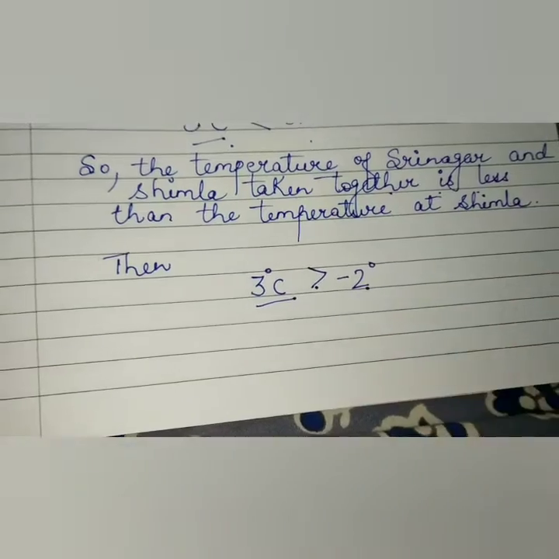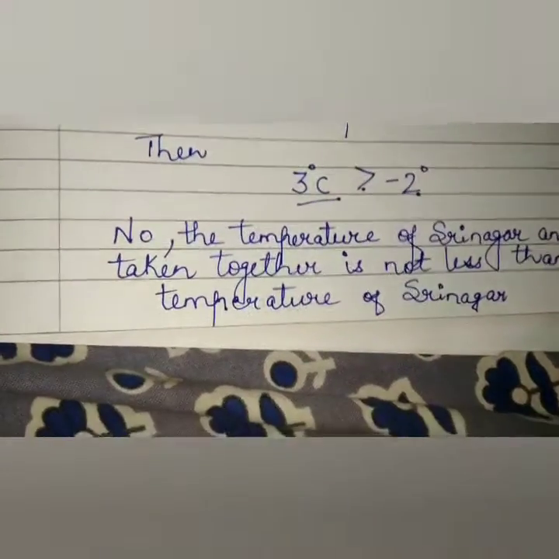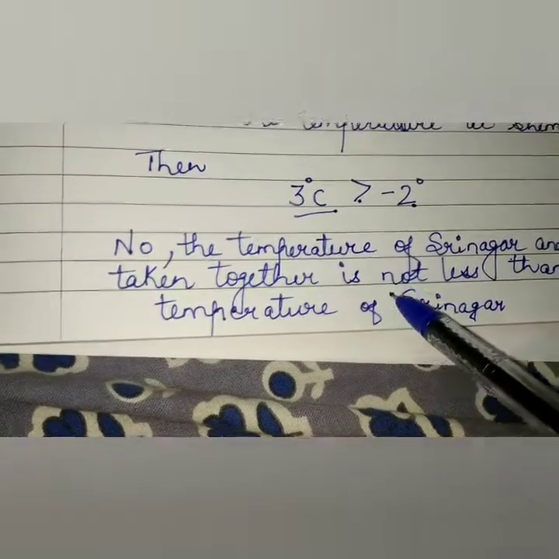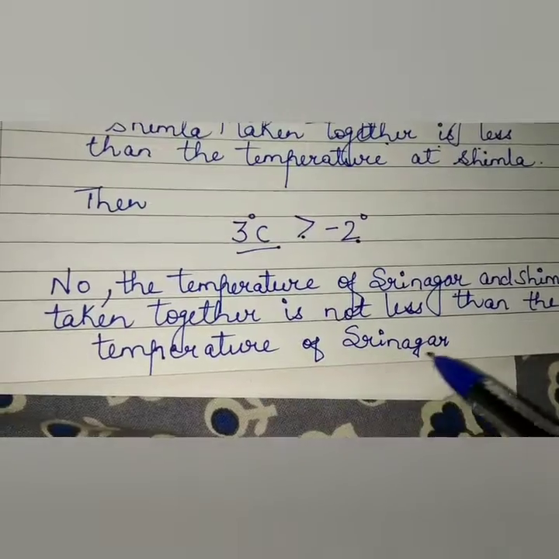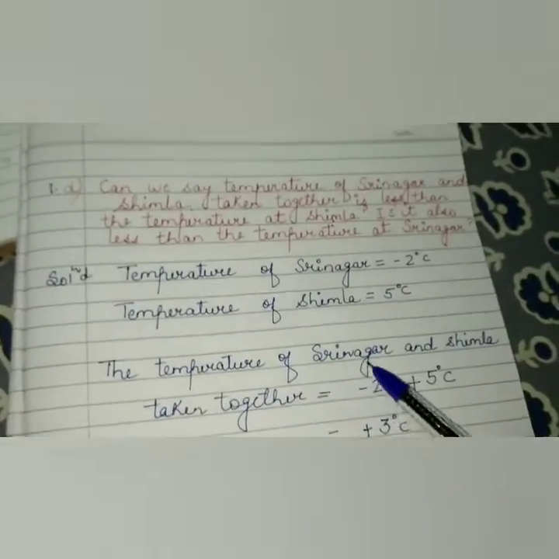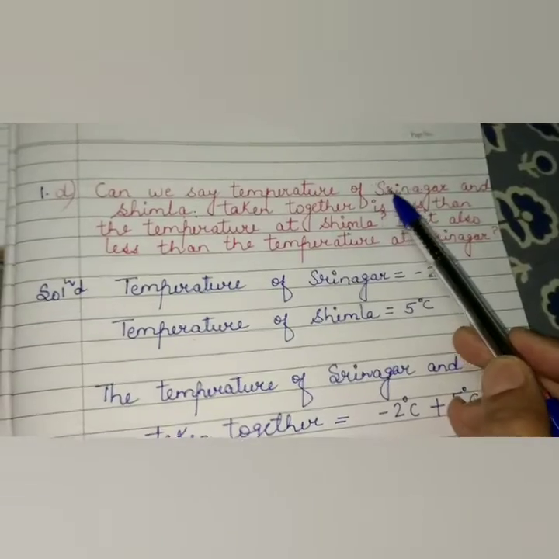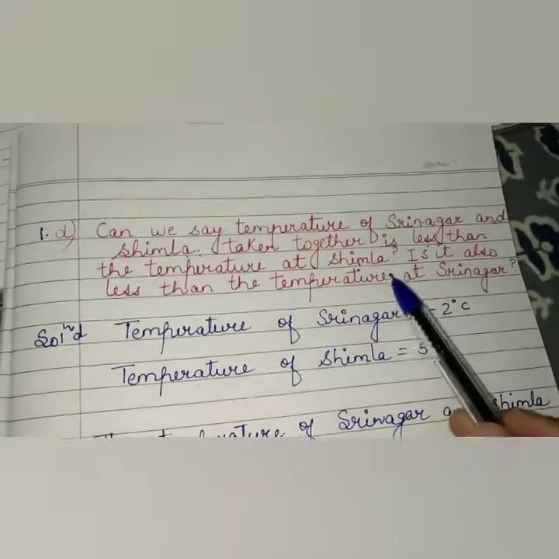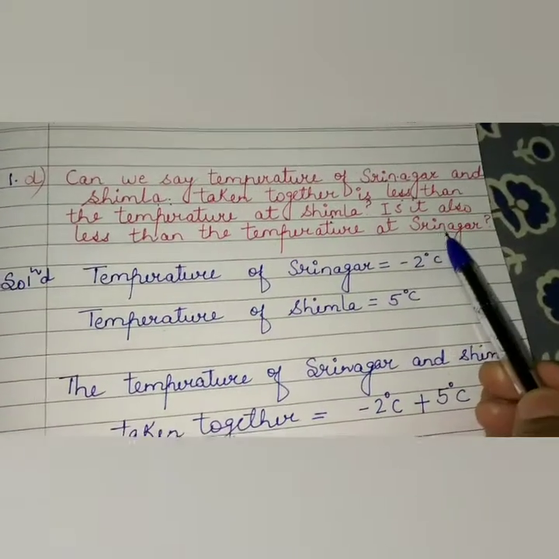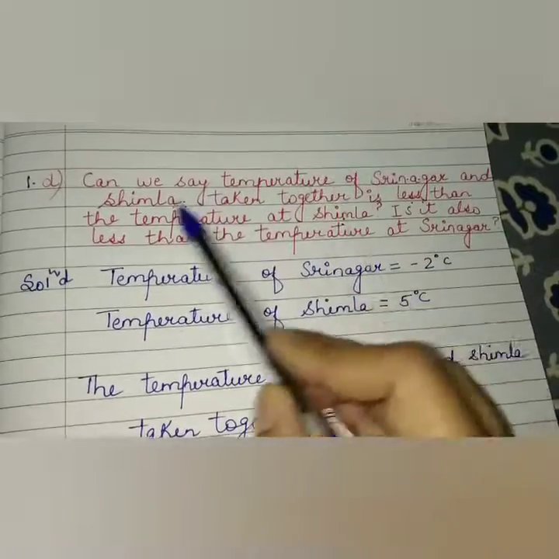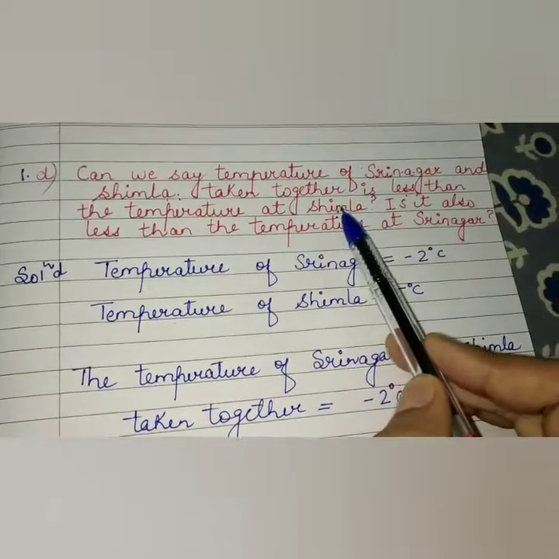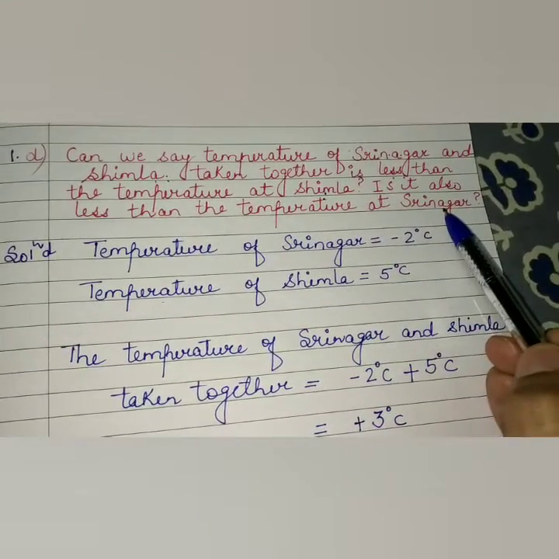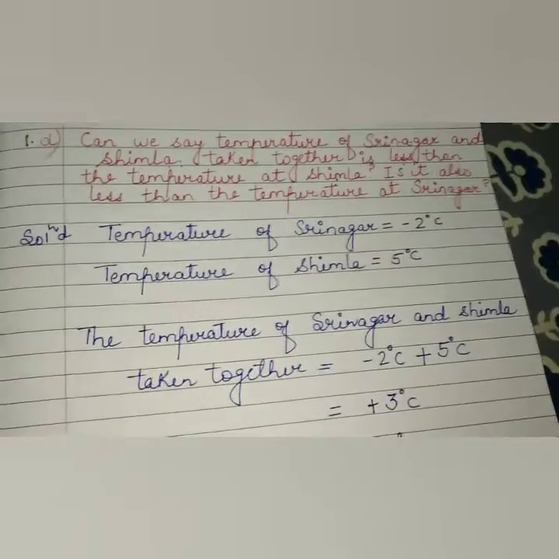Okay, so we will write the statement. I have written, no, the temperature of Srinagar and Shimla taken together is not less than the temperature of Srinagar. So what we have done in this question, we have added the temperature of Srinagar and Shimla, that is 3 degrees Celsius. Then we have checked with Shimla and then with Srinagar. So the temperature of these two is less than the temperature of Shimla, and the temperature of Shimla and Srinagar together is greater than the temperature of Srinagar. I hope you all have understood this question. Thank you.